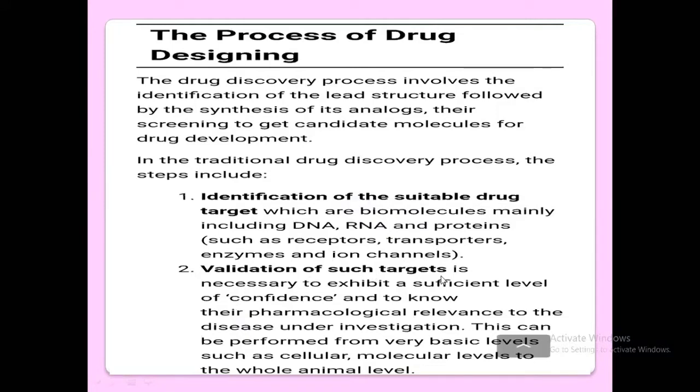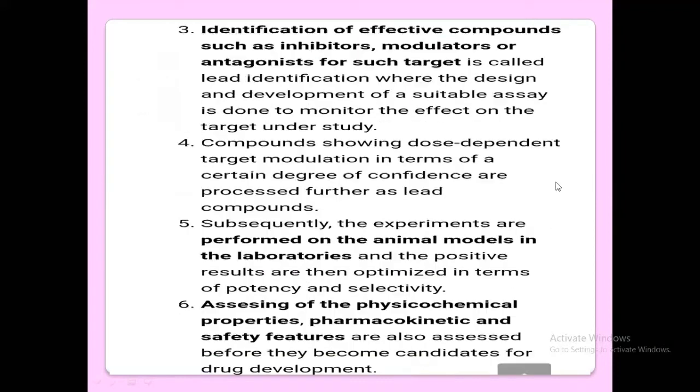You have to validate the targets. Once you have identified the target, next validate the target. It is necessary to exhibit a sufficient level of confidence and to know their pharmacological relevance to the disease under investigation. This can be performed from very basic level such as cellular level, molecular levels to whole organism level. So you have to validate the target.